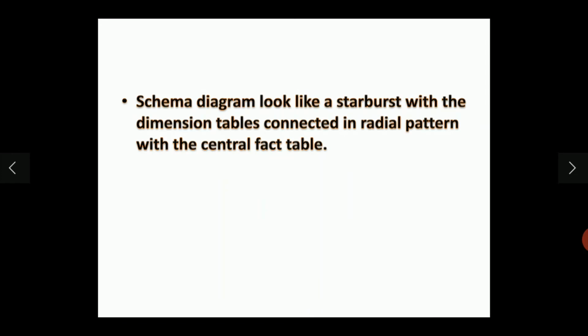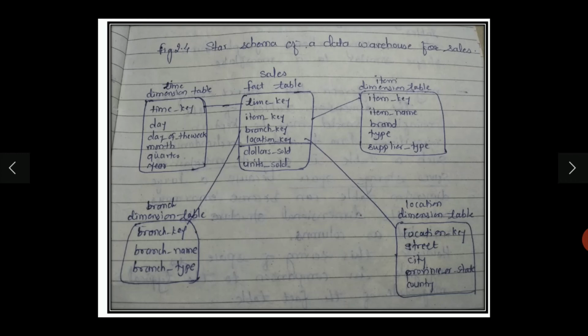The star schema, or the schema diagram, looks like a starburst with the dimension tables connected in a radial pattern with the central fact table. So here we have a data warehouse that contains a large central table known as a fact table, containing the bulk of data and with no redundancy. Then a set of smaller attendant tables known as the dimension tables, one for each dimension. Each dimension is represented by only one table and each table contains a set of attributes.